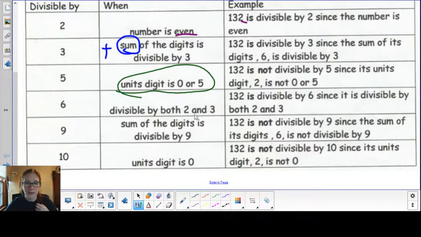To be divisible by 6, you need to be divisible by both 3 and 2. So if I look at 132, we already said earlier that 1 plus 3 plus 2 gives me 6. And that's divisible by 3, and it's even. So therefore, because it follows both rules, it's divisible by 6.